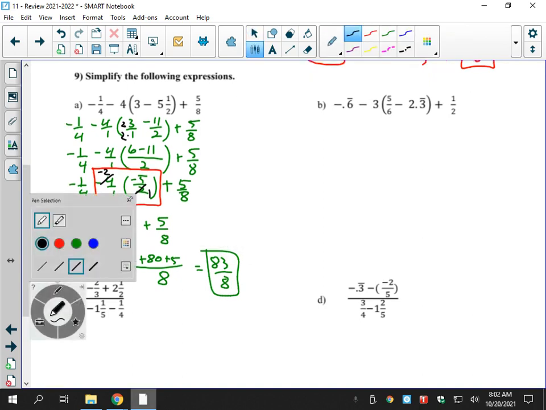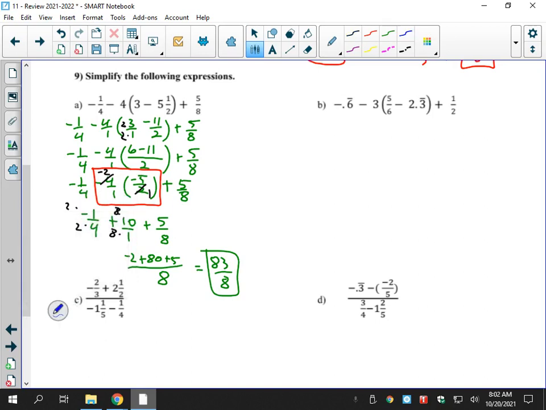We need to take those and change them to fractions. So I notice, oh, negative 0.6 repeating, that's negative 2/3, negative 2.3 repeating, negative 2 1/3. So we're going to change the fractions and change the improper fractions. Negative 2/3 minus 3 over 1 times 5 over 6 minus 7/3 plus 1/2.